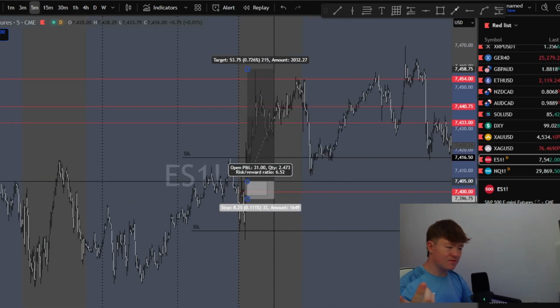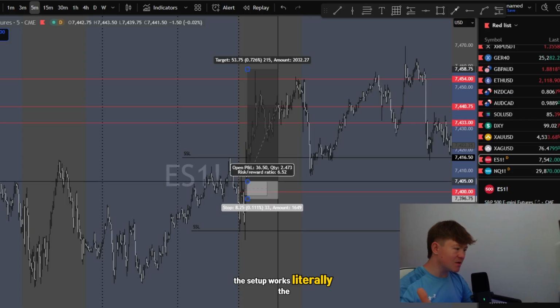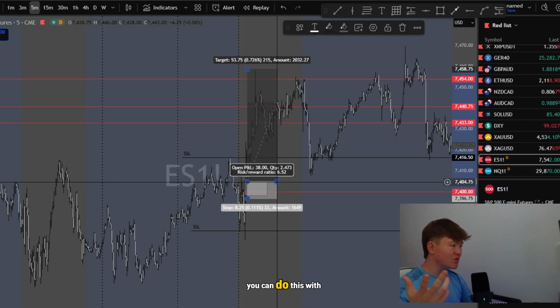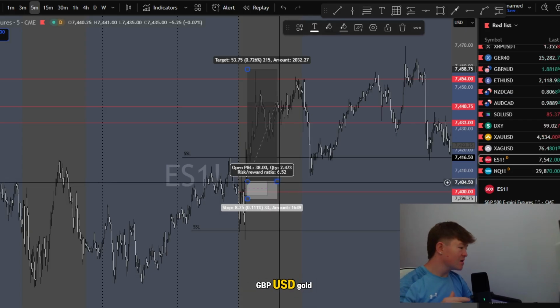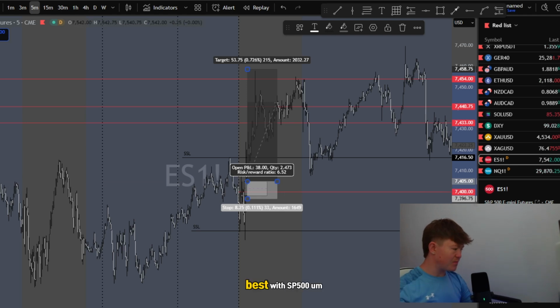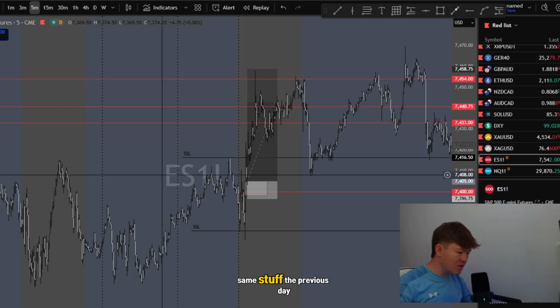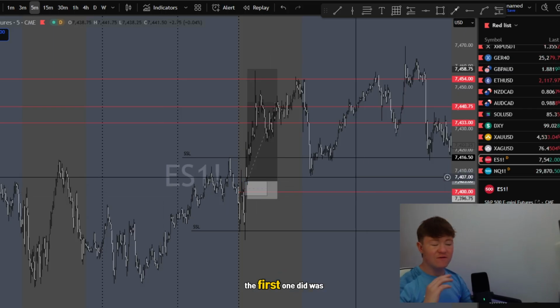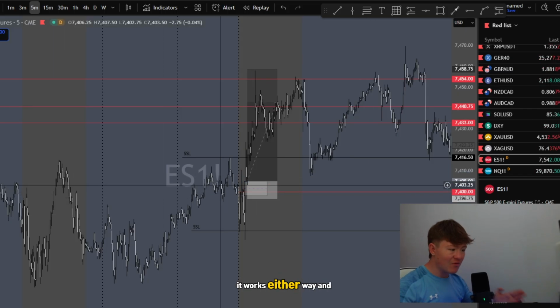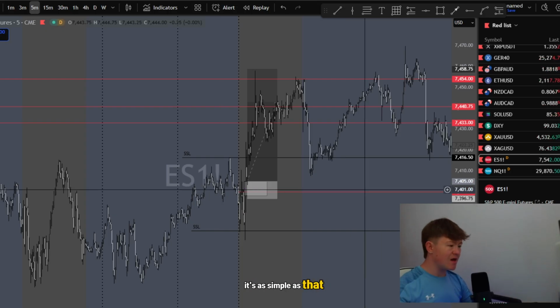Boom. This setup works literally the best with ES. You can do this with GBP USD, gold. I just find it works best with SP500. So yeah, that was the same stuff the previous day. That was a buy. The first one we did was a sell. It works either way, and it's as simple as that.